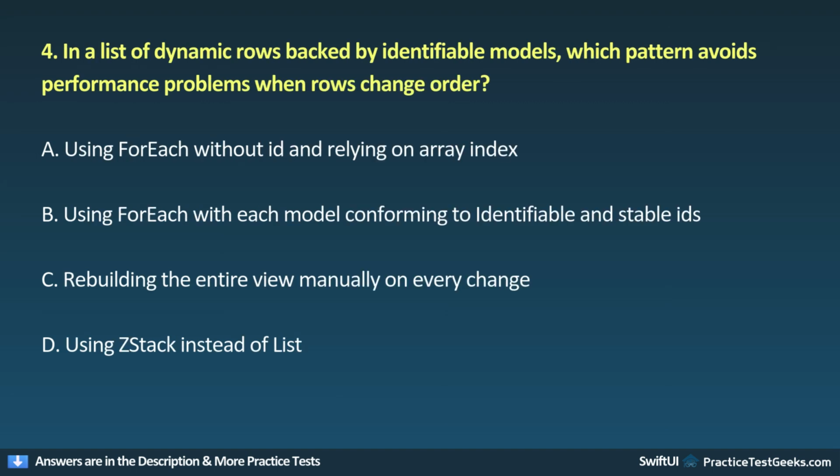4. In a list of dynamic rows backed by identifiable models, which pattern avoids performance problems when rows change order? A. Using ForEach without ID and relying on array index. B. Using ForEach with each model conforming to Identifiable and stable IDs. C. Rebuilding the entire view manually on every change. D. Using ZStack instead of List.